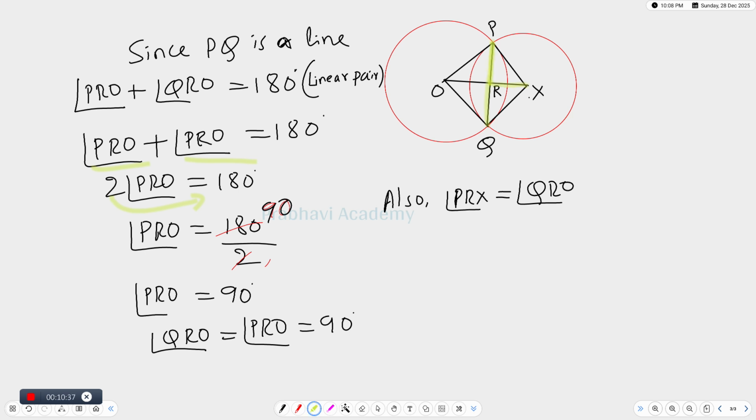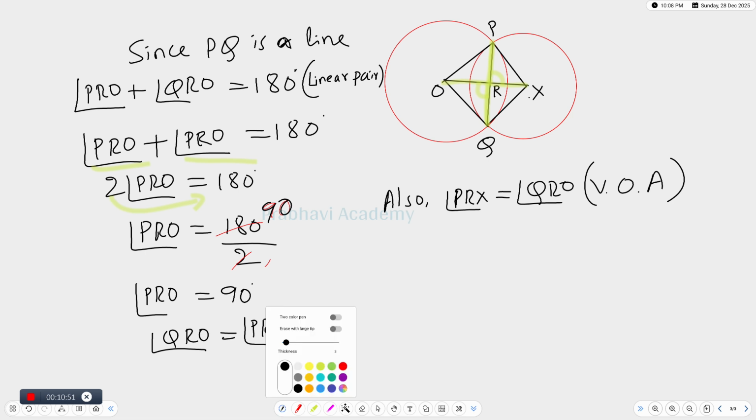PRX is equal to QRO. Why? Because vertically opposite angles. Therefore, these two triangles are congruent, and the line PQ is having two angles, that is PRO and QRO, and both PRO and QRO are the same.